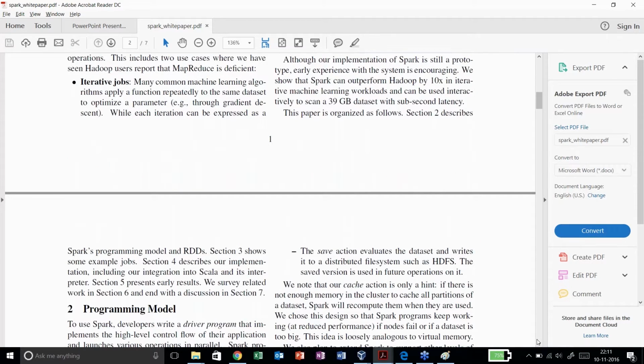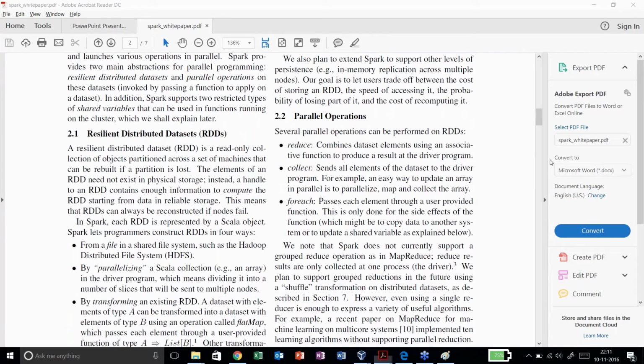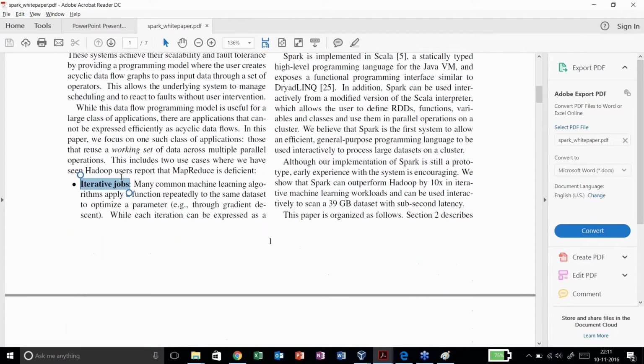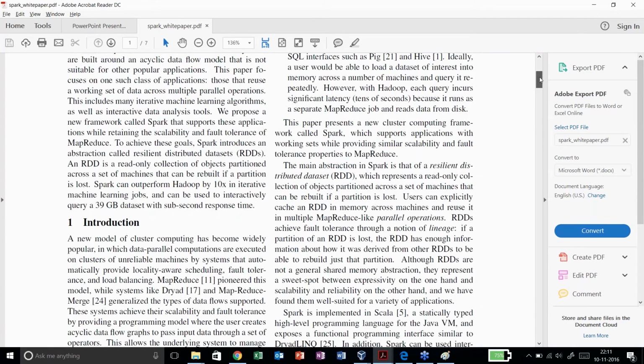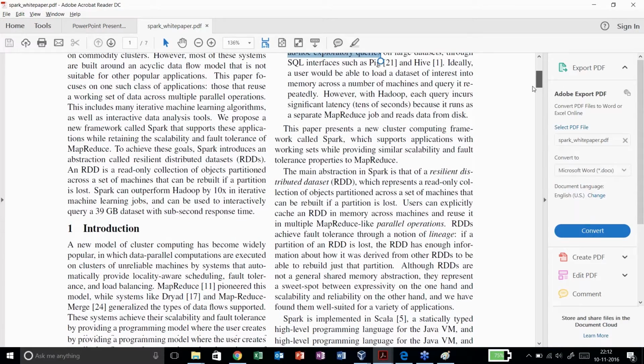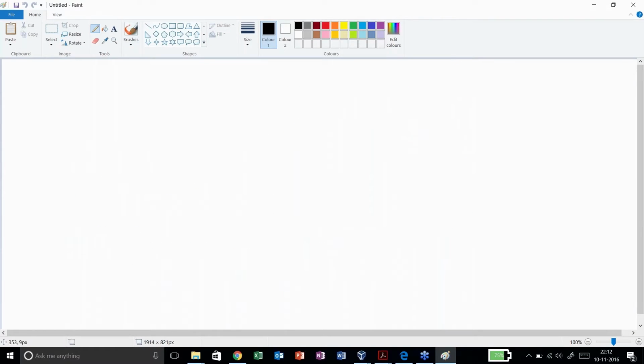The first use case they detailed out was iterative jobs, or iterative analytics, and the second one is interactive analytics. If we understand these two, we will understand why Spark is needed. So let's start with that. Let me explain these two use cases. First is iterative analytics. What is iterative analytics?